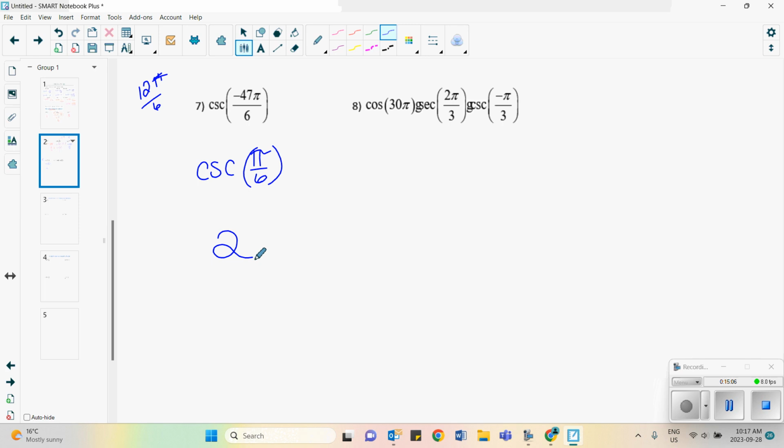Okay, next one looks super complicated. Those are supposed to be multiplication symbols; those didn't come in. Yeah, that's a whole new trig ratio. Looks really difficult. It's not. We just got to figure out where we are. You're going to evaluate each one of these, and then you're just going to multiply them together.